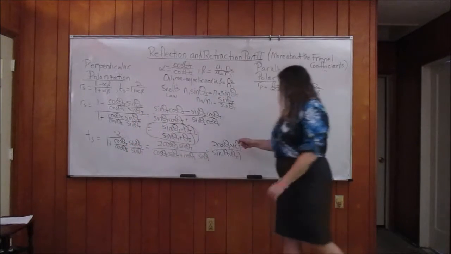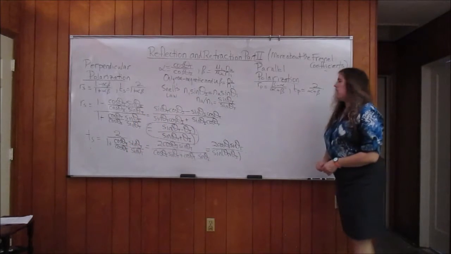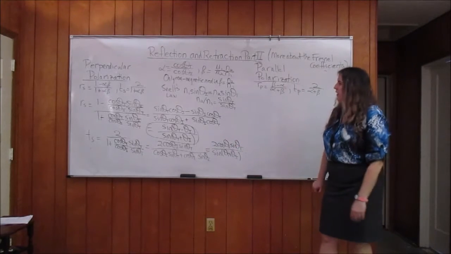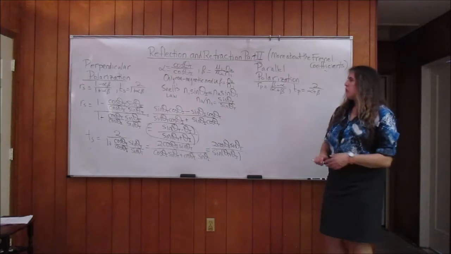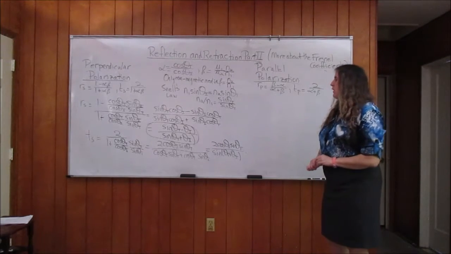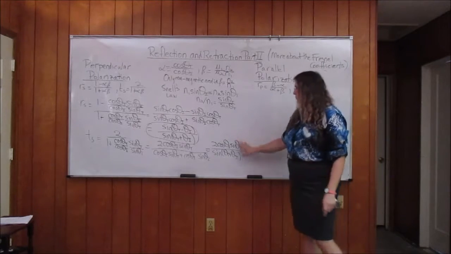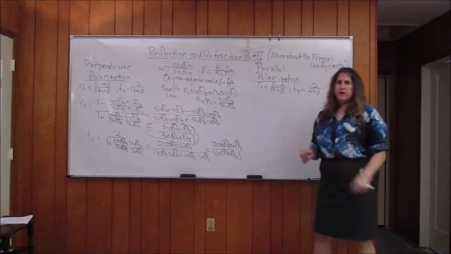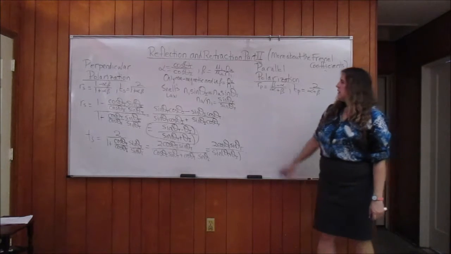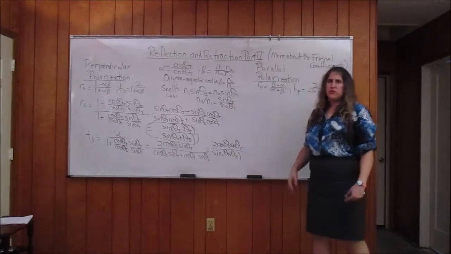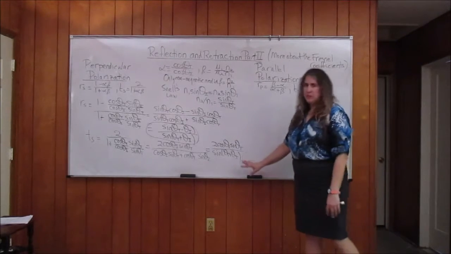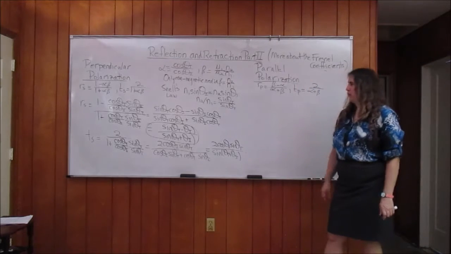And I wind up with 2 cosine theta I times sine theta t, all over sine of theta t plus theta I. Okay, so those are your coefficients of reflection and transmission for perpendicular polarization, written only as functions of the angle of incidence and the angle of transmission, with the dependence on the indices of refraction removed from it explicitly. I mean, there's still obviously dependence there, but the n's don't appear.